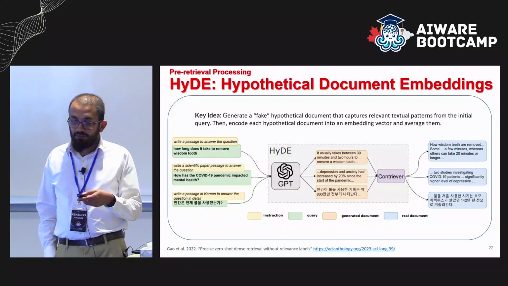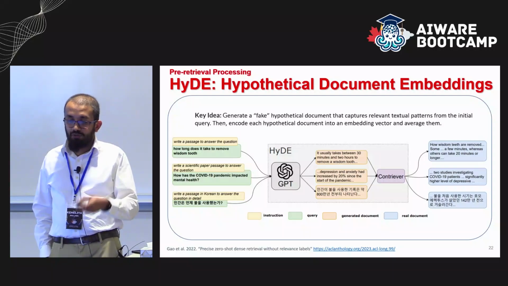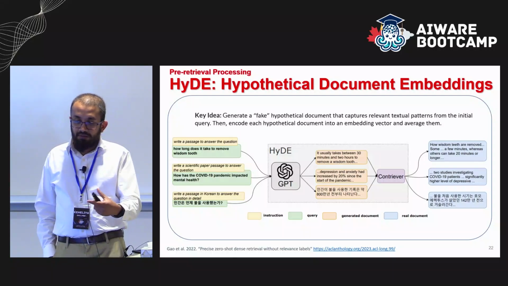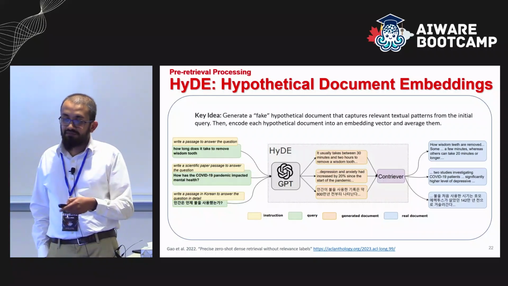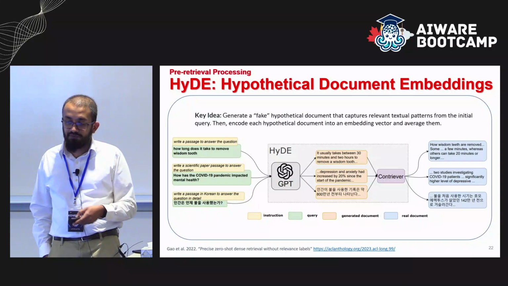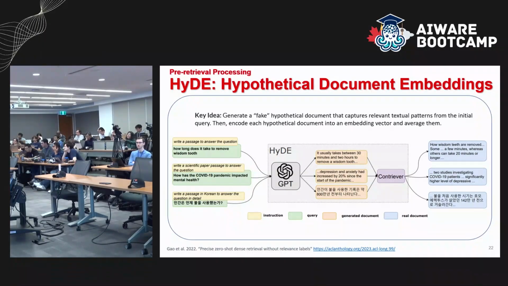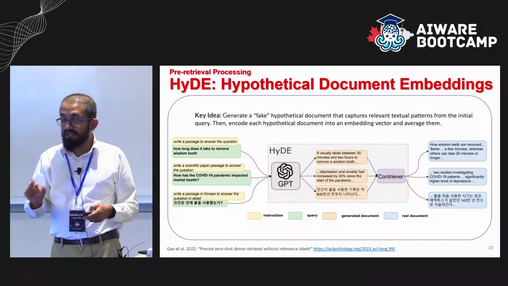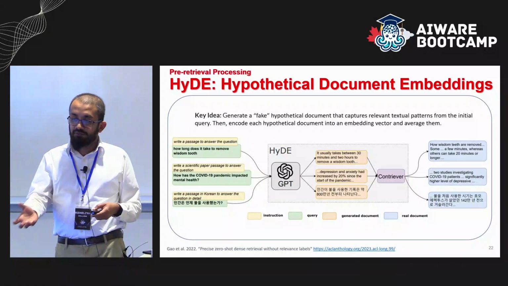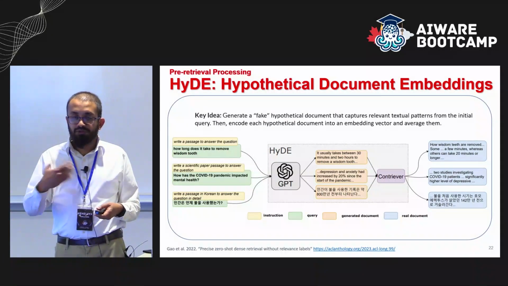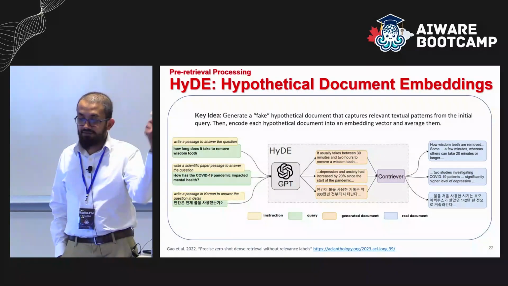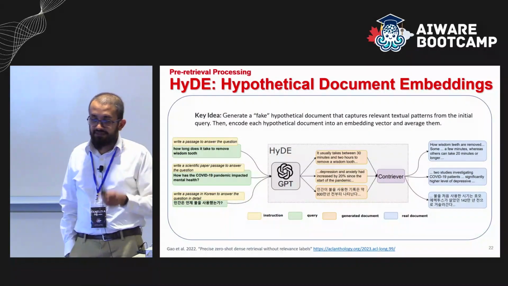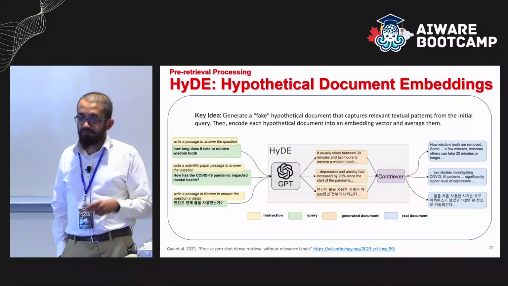Here they have shown, by using this example, that the fake document generation using GPT gives better performance. And the other key thing here is they use the Contriever to do the retrieval. This is one of the retrieval techniques that we talked about earlier.